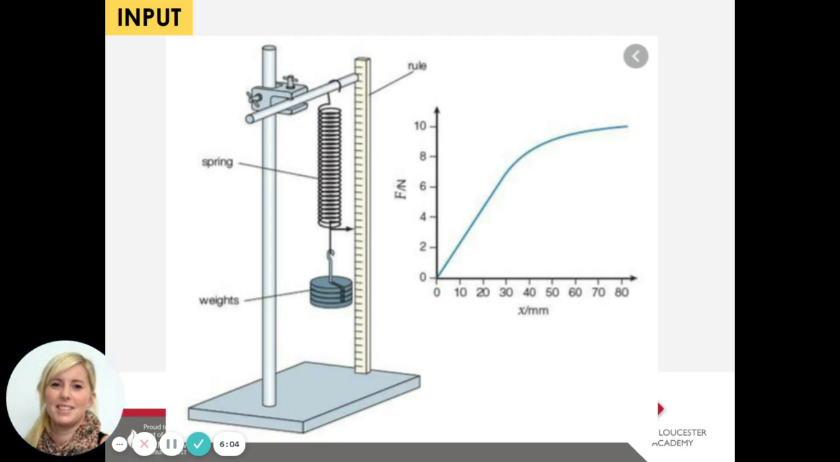Now, every time you apply the weight, there will be some bouncing on the spring. So we call those oscillations. So that is something you need to be aware of. And so one of the points of this practical is that when you add the weight onto the spring, you have to wait for it to stop bouncing before you take a measurement.